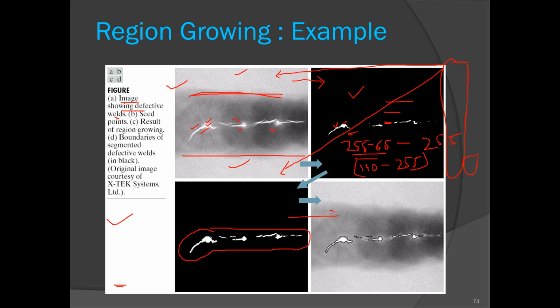Now we find the boundary of those regions and superimpose those boundaries on the original image, and this is our output. This application can be used on an inspection line in industry.